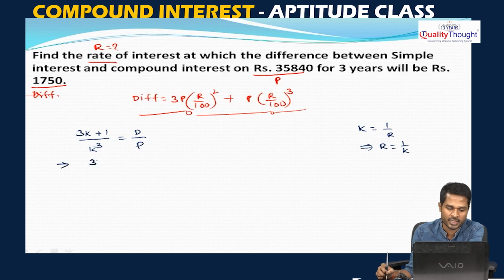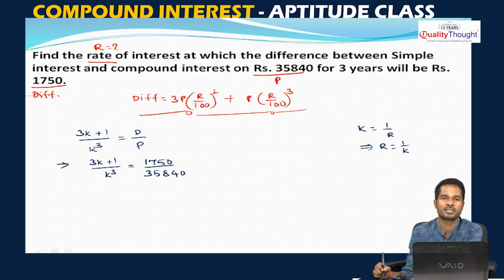I will write it one more time. It is (3k plus 1) by k cube is equal to the difference between the simple interest and compound interest for 3 years, 1750, by the principal amount, 35,840. Let us cancel this 0. 7 2s are 14, 3 will remain, 7 5s are 35. And here 7 5s are 35, 7 1s are 7, 1 will remain, 7 2s are 14.